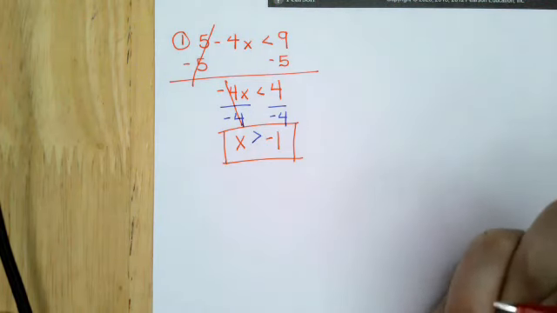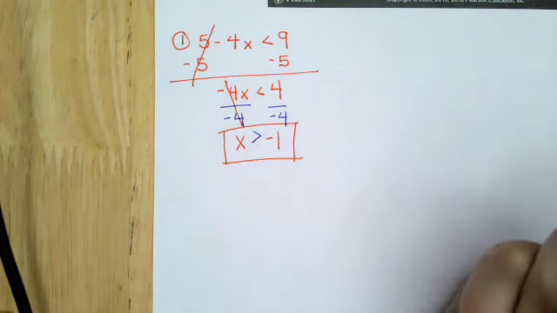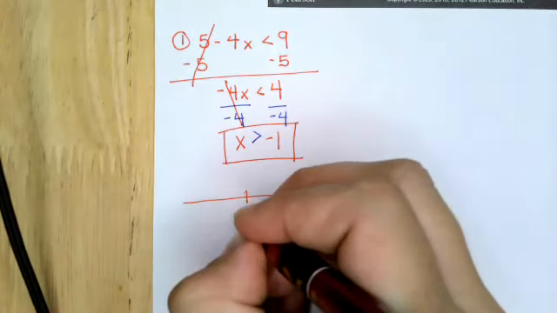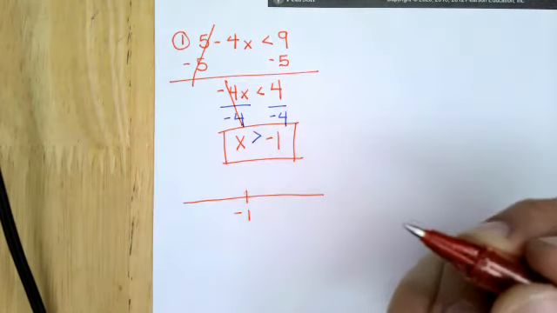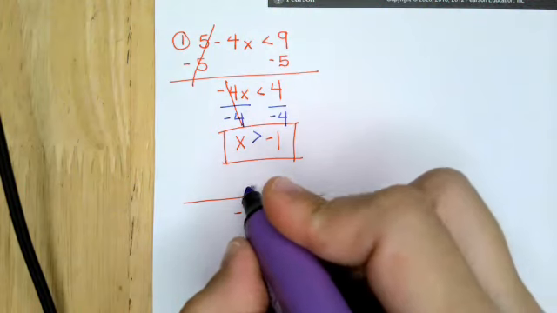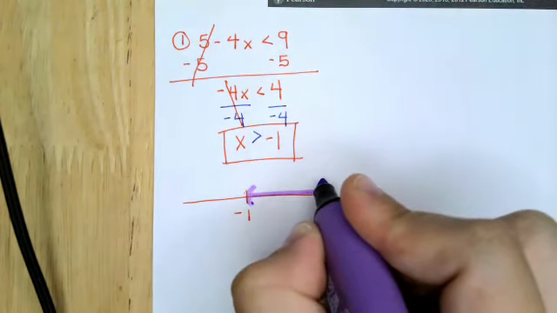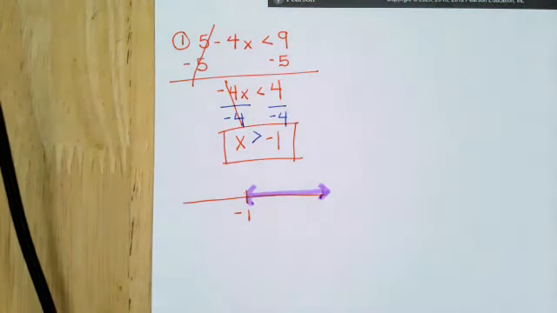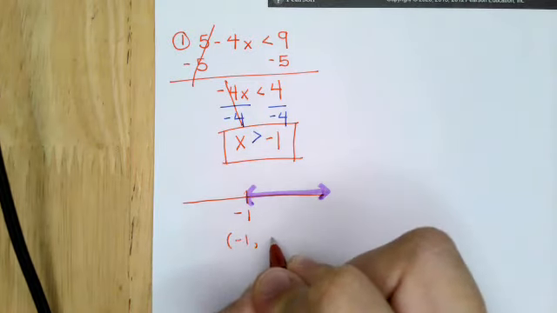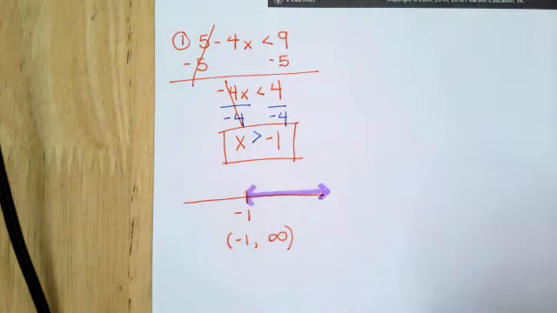And it says, write your answer using interval notation and a graph. Here is -1. X is greater than -1, but does not include it. That way. So I know my interval notation will start at -1 and it goes to infinity.